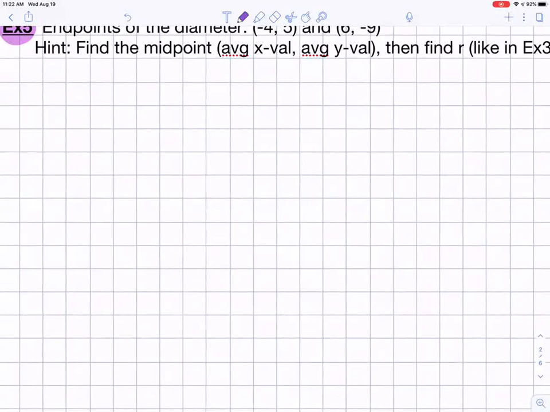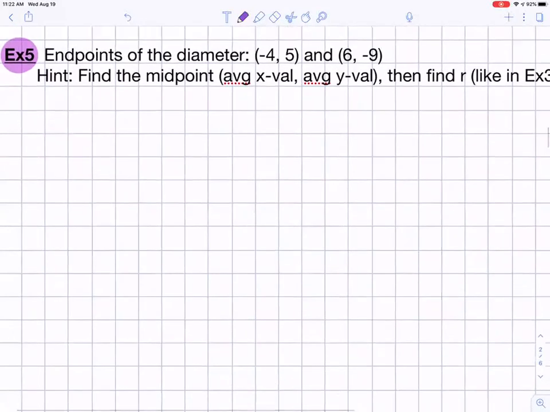Okay, so on this one, look at what you're handed. Don't pay attention to the hint yet. We'll talk about the hint. Just look at what you're handed.